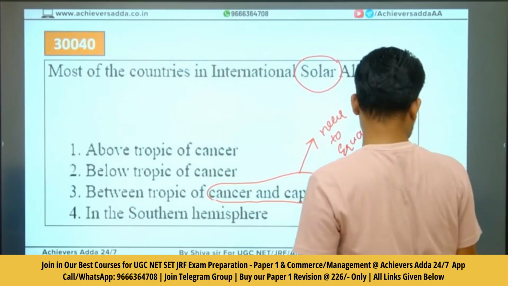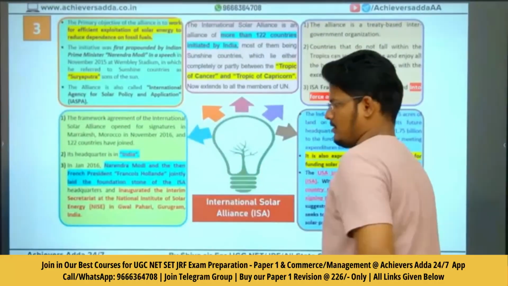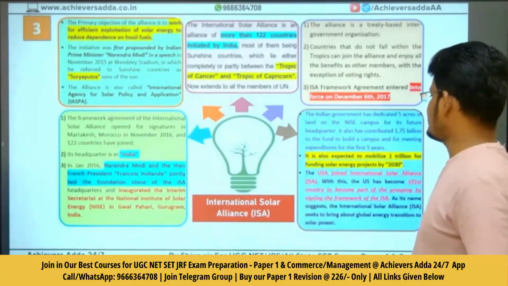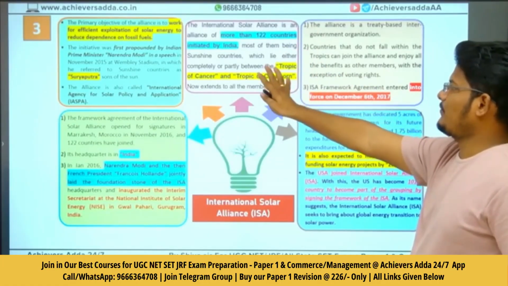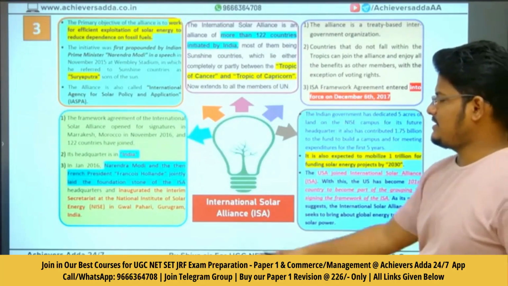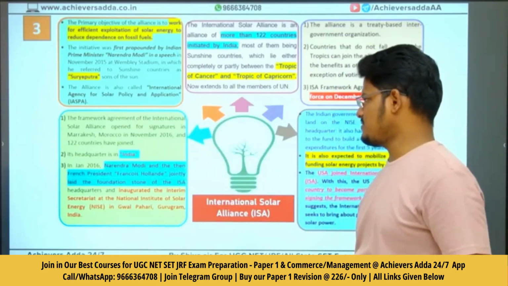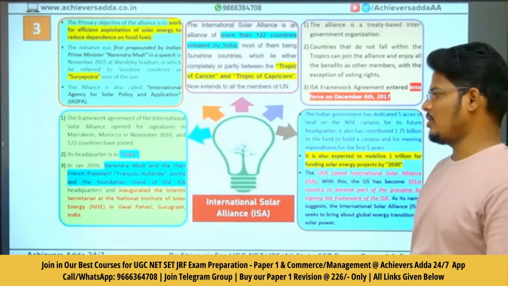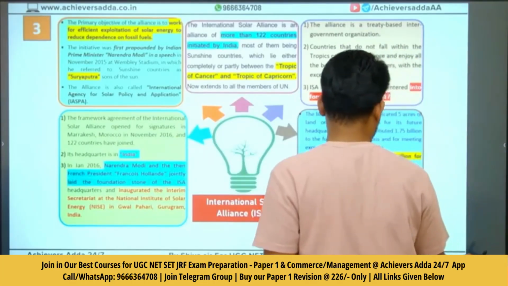So those are the areas between the Tropic of Cancer and the Tropic of Capricorn, and this is our full class PDF slide. Usually, our class will be like this only. International Solar Alliance: 122 countries are there presently. It was initiated in 2016 by Prime Minister Narendra Modi and then French President Francois Hollande, who jointly laid the foundation stone for the ISA headquarters, which is inaugurated at Gwal Pahari, Gurugram, India. The National Institute of Solar Energy has also been inaugurated by them.